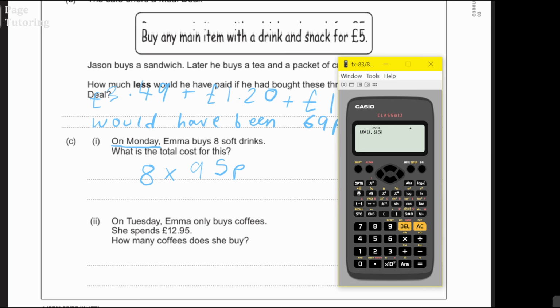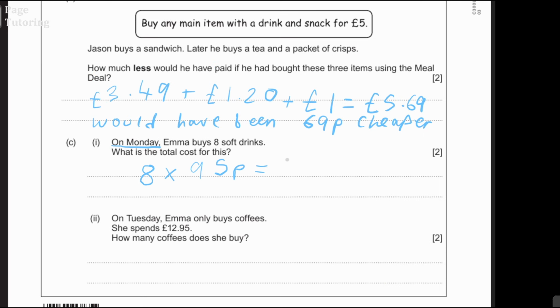We want to convert that to pounds straight away, because if I click the equals there, change the format, that would have come out as 760 pence. But if we convert it to pounds straight away, £7.60 is a lot easier to think about in terms of money. So we're going to write that down. £7.60.